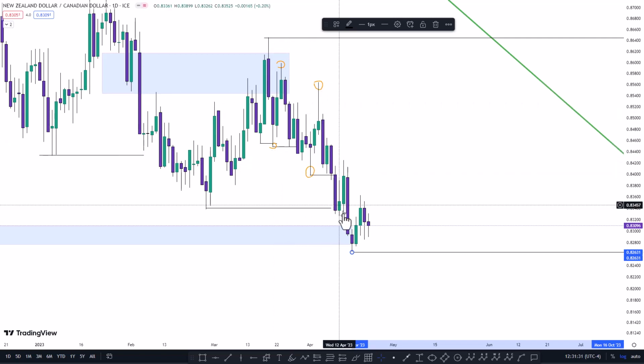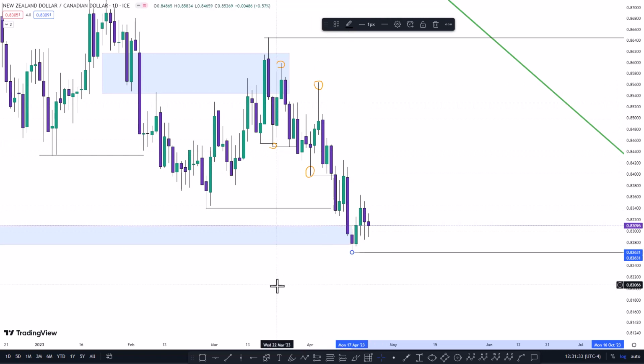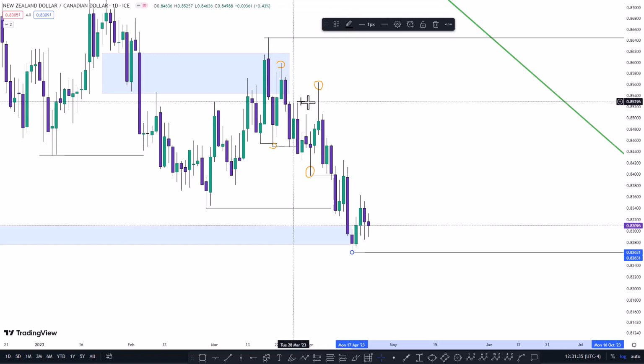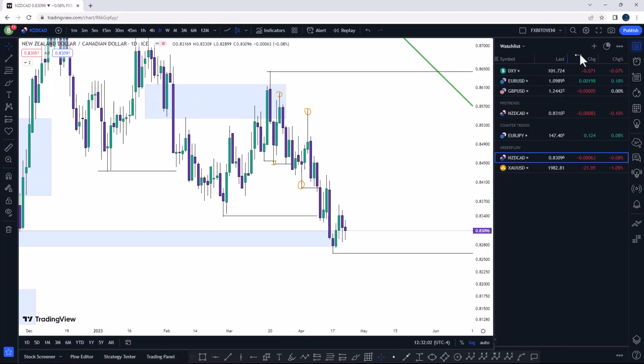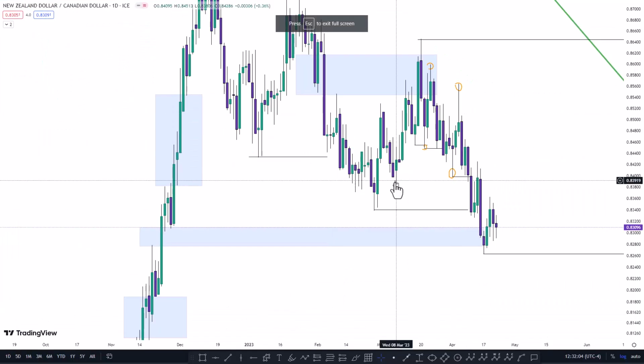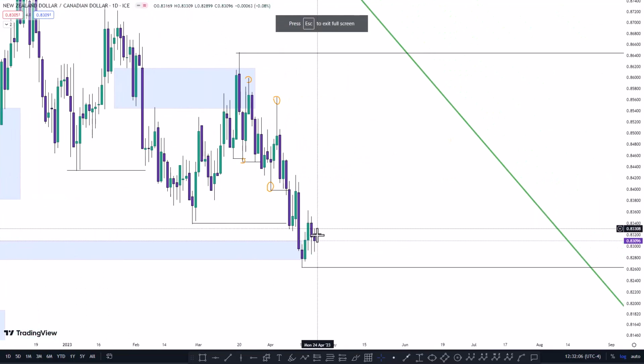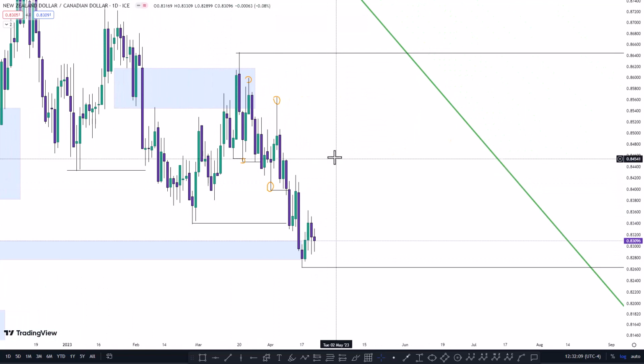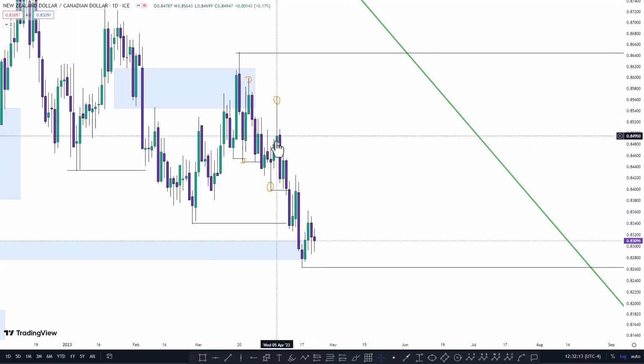Here you have got a breakout structure, market did not come back. And you see, this has taken liquidity. This is a strong zone. Instead of going all the way to the top, NZDCAD may decide to create a pullback here and use this internal structure to maintain a trend.